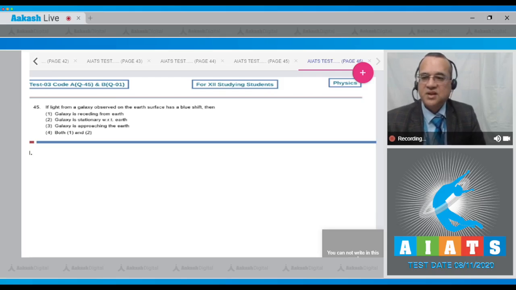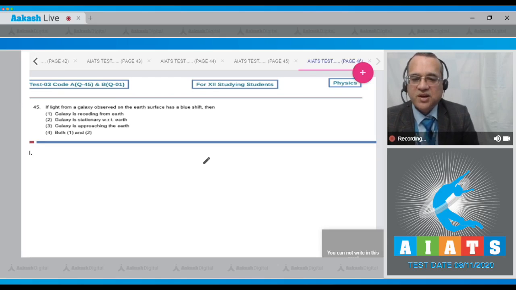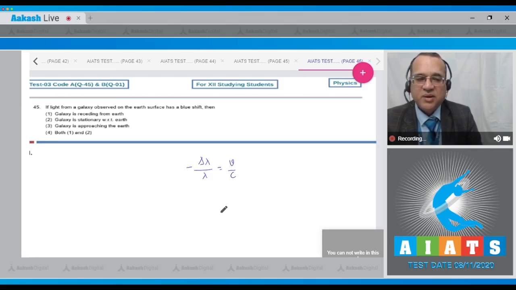Question number 45 says that if the light from a galaxy observed on the Earth's surface has a blue shift, then the galaxy is receding from the Earth, is stationary, is approaching the Earth, or both 1 and 2. Dear students, we know that the change in wavelength is given by this relation, the Doppler effect in light. Now, when things are coming closer, the wavelength should reduce. That is called the blue shift. So the blue shift is when the galaxy is approaching the Earth. So the answer is option 3.